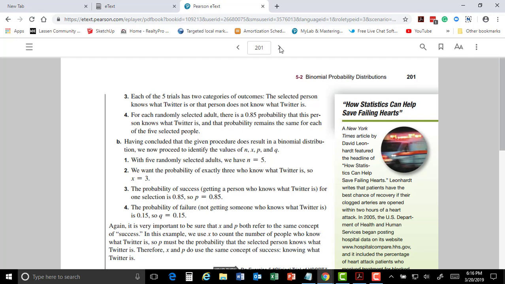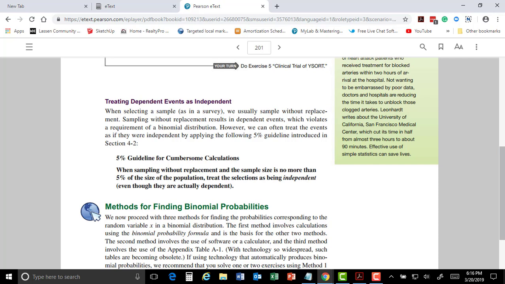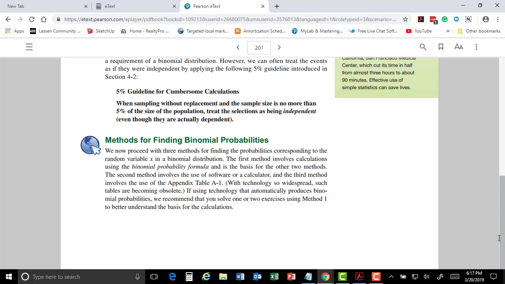Now let me get you to the binomial distribution. If these three people use Twitter, does it affect whether she's going to use Twitter or not? No, these are independent events, which is required in the binomial. Is that true? Okay. So, methods for finding the binomial. There's the actual equation.